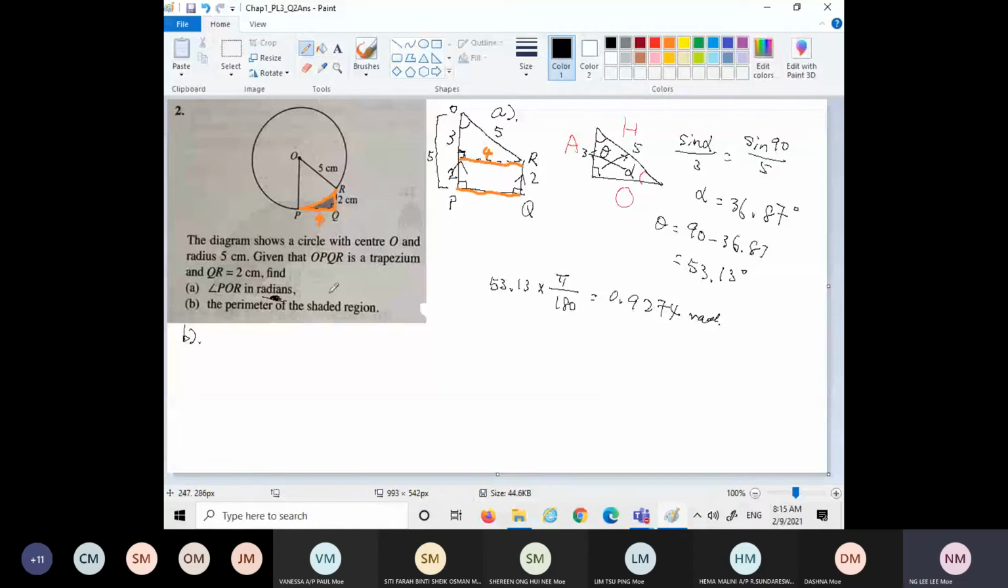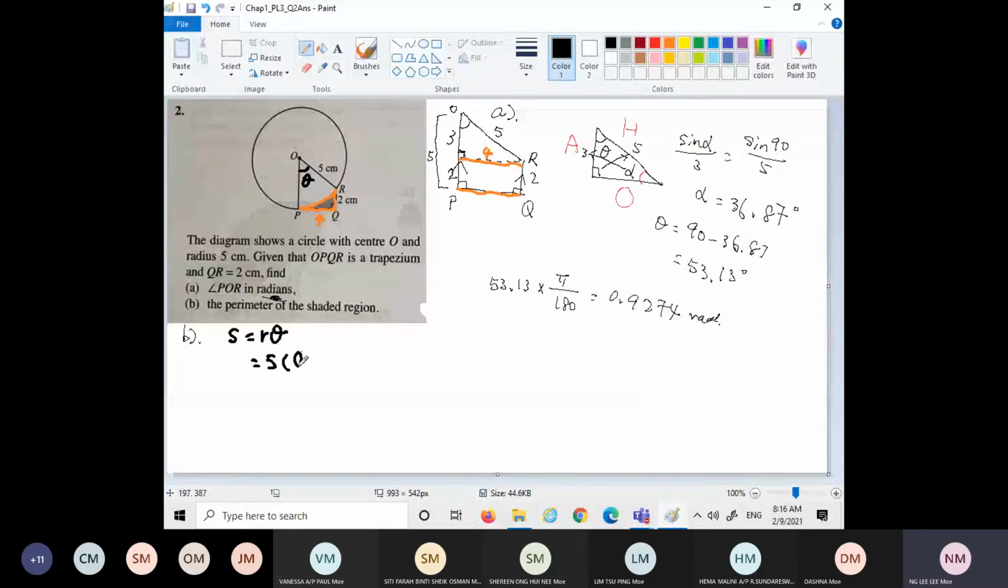Okay, the arc length S equals r theta. The r here is what? The radius is 5, that is the r. Theta is this angle. So do I have this angle? Yes, the part A answer.